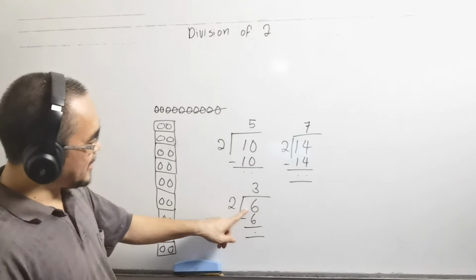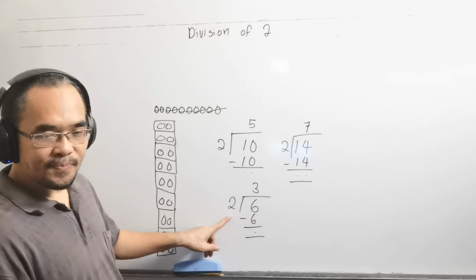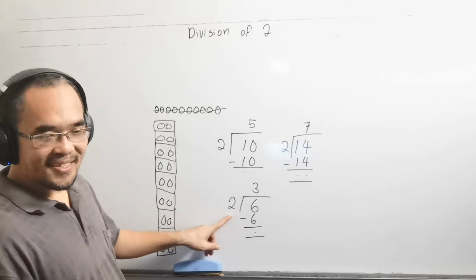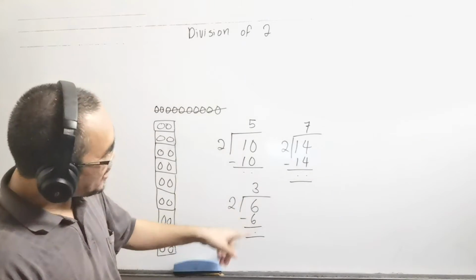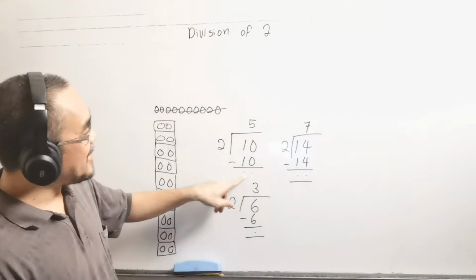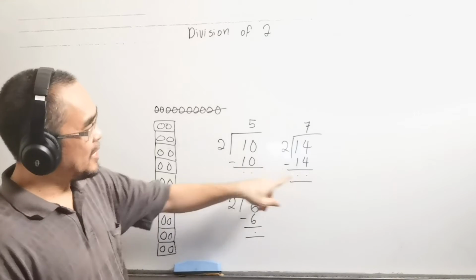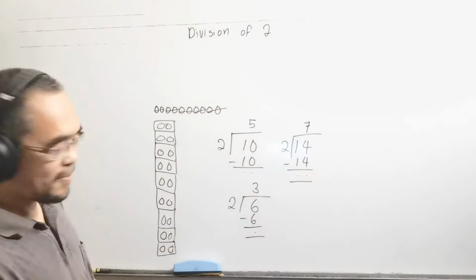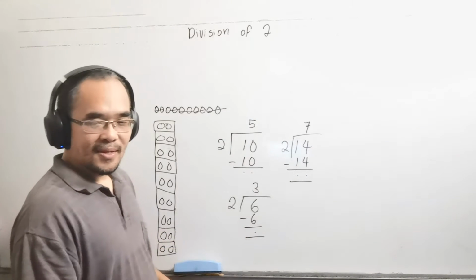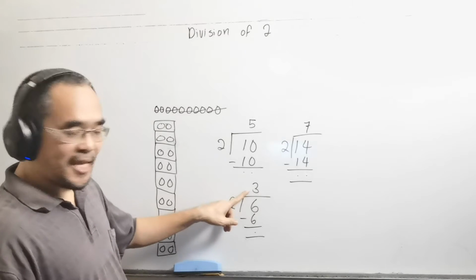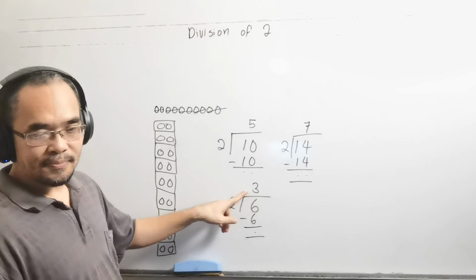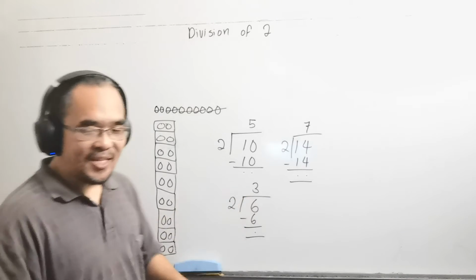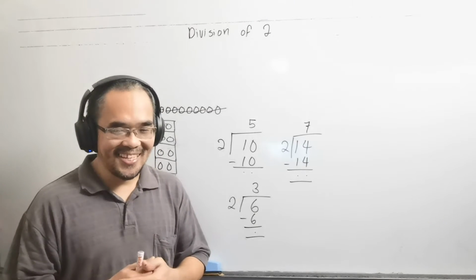Okay, 6 divided by 2. Okay, because there is only one number here, one dot. Here, two numbers, two dots. Two numbers, two dots, one number, one dot. What happened with 3 is on top of 6. Don't worry about that. Later it comes. Okay?